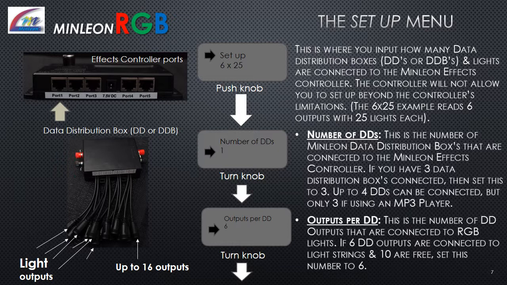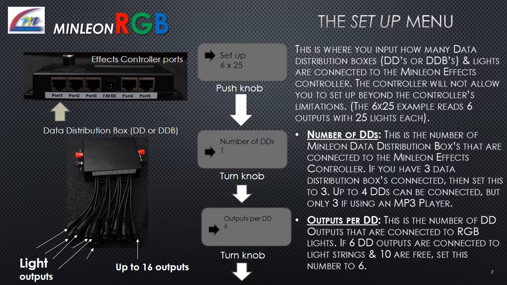Number of DDs. This is the number of Minleon data distribution boxes that are connected to the Minleon Effects Controller. If you have 3 data distribution boxes connected, then set this to 3. Up to 4 DDs can be connected, but only 3 if using an MP3 player.